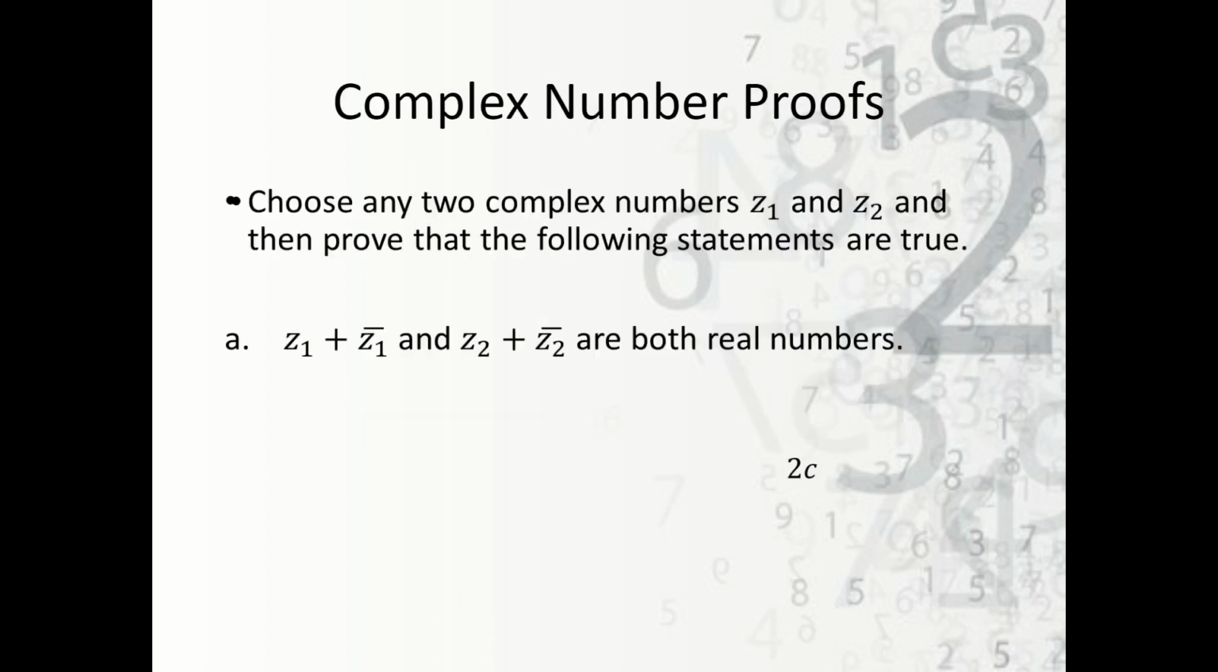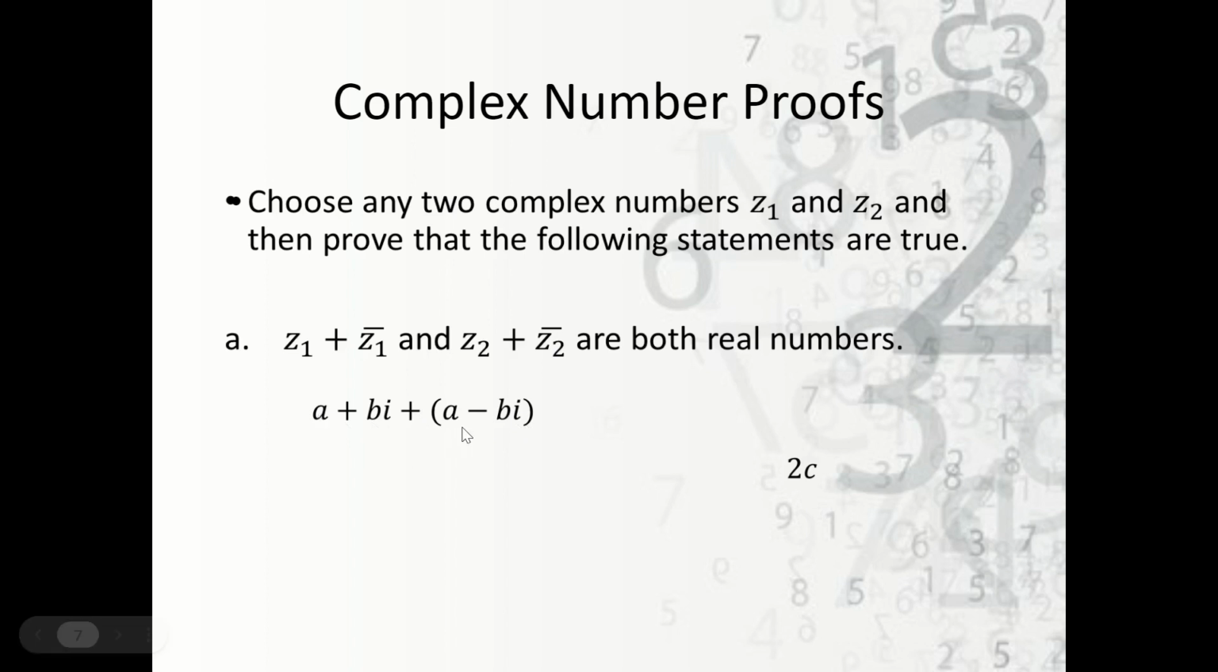Now complex number proofs. It says choose any two complex numbers, z1 and z2, and prove that the following statements are true. So we're asked if z1 plus z1 bar, and remember z bar means the conjugate. So we're saying that a number plus its conjugate, and another number plus its conjugate, are both real numbers when you add them up. So if we do this, let's check. So we have a plus bi plus a minus bi, right? Because all we're going to do is add the conjugates together.